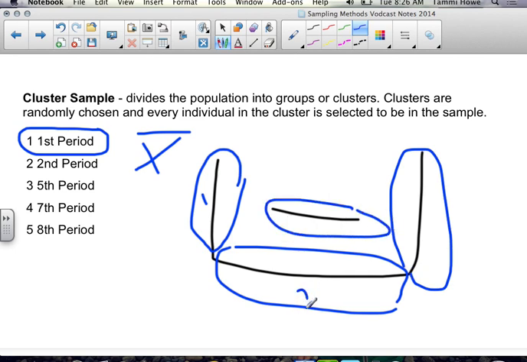So 1, 2, 3, 4. And so I randomly choose a number between 1 and 4, and then I go in and interview everybody in that cluster. So I did a cluster within a cluster. My first cluster was saying I'm going to do first period, and then my second cluster told me what area of the room I was going to investigate. All right, that's it. Good luck.